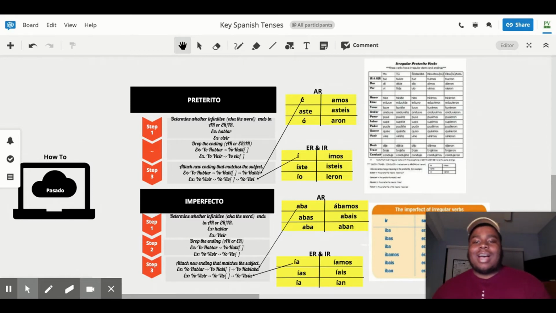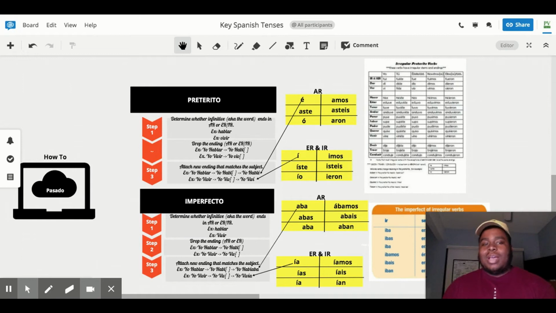Next, let's look at the ER/IR. We have another yo, but it is different than the AR. The yo for ER and IR is an í with accent. Tú will be iste. Él, ella, usted will be ió. Nosotros would be imos. Vosotros would be isteis. And ellos, ellas, ustedes would be ieron. So let's look at it. Yo viv, and then you add the ending for yo: yo viví. Simple.